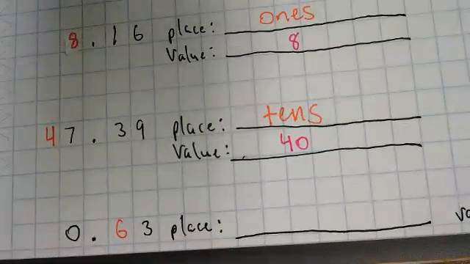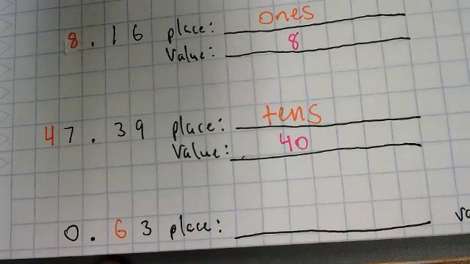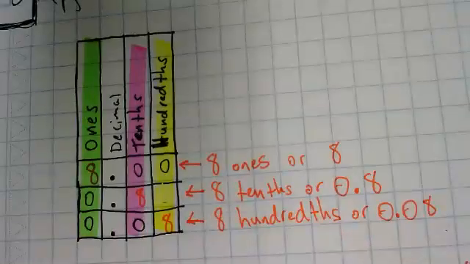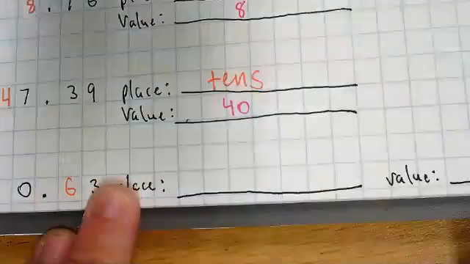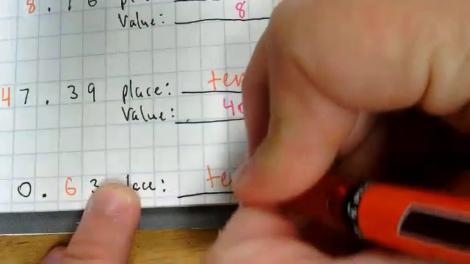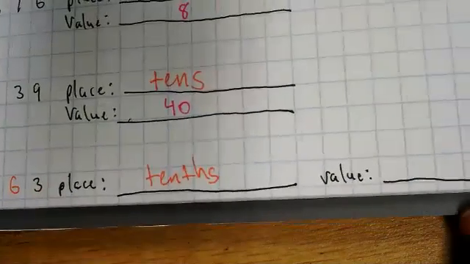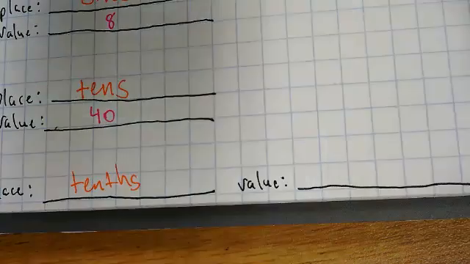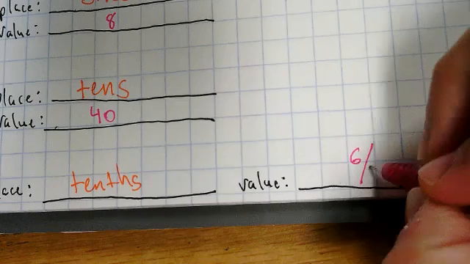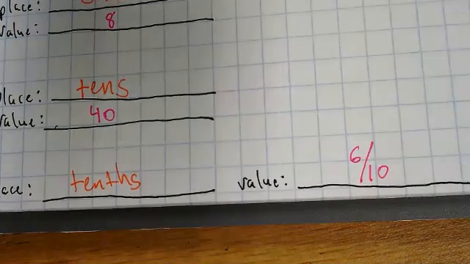So 0.63, it's 1 place value over from the decimal. If we look up here, 1 place value over from the decimal is tenths. So not tens like it was above, but this one actually is the tenths with that TH in the end. Tenths. And the value, of course, we're going to write as a fraction. It's 6/10, so we're going to write it as 6 over 10, 6/10.